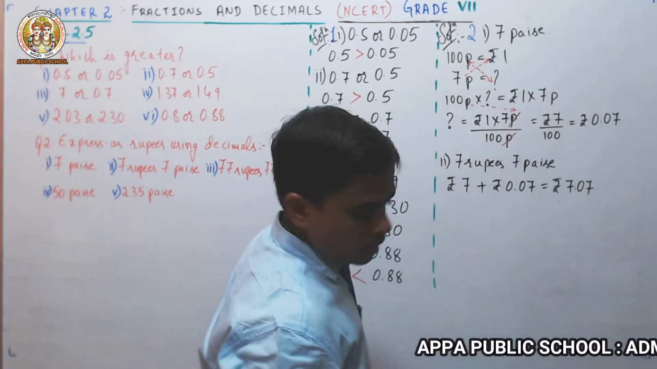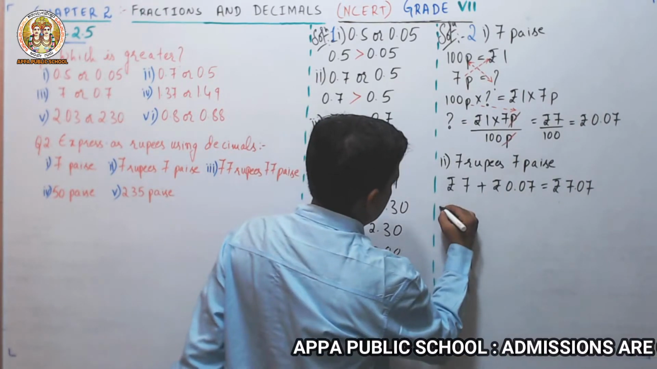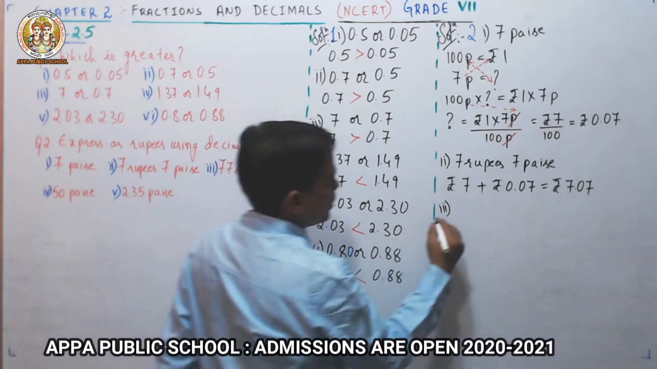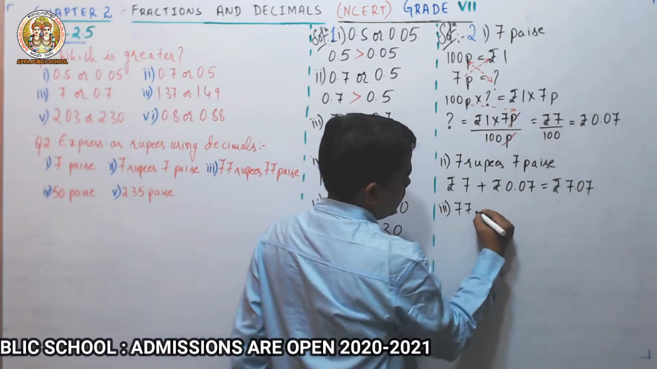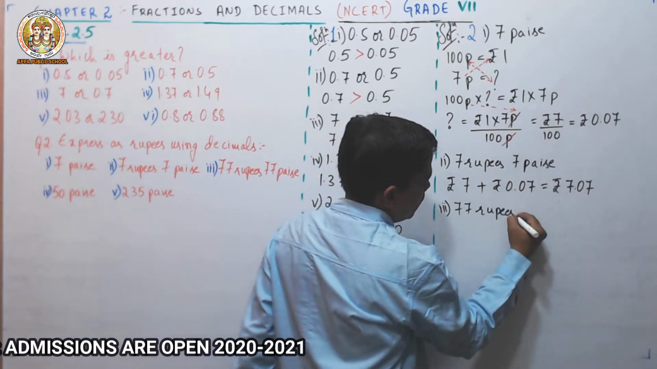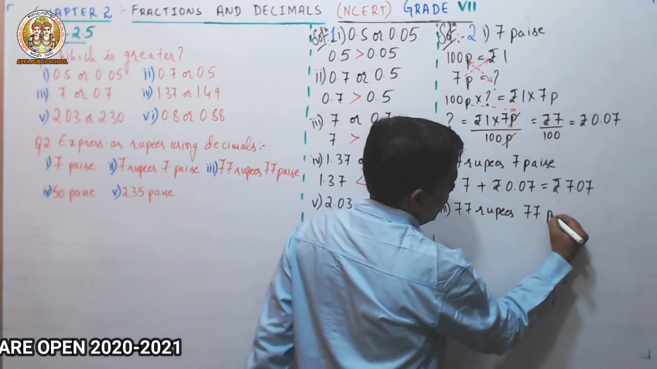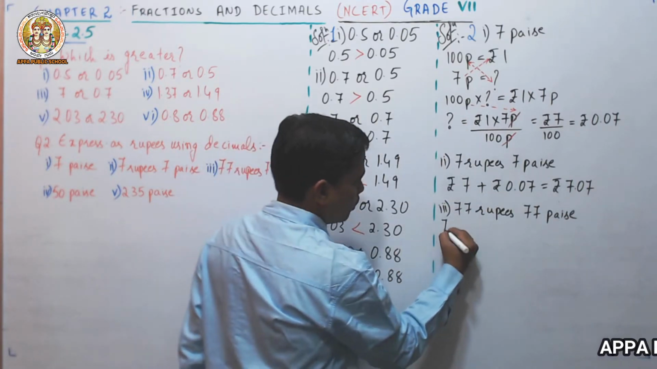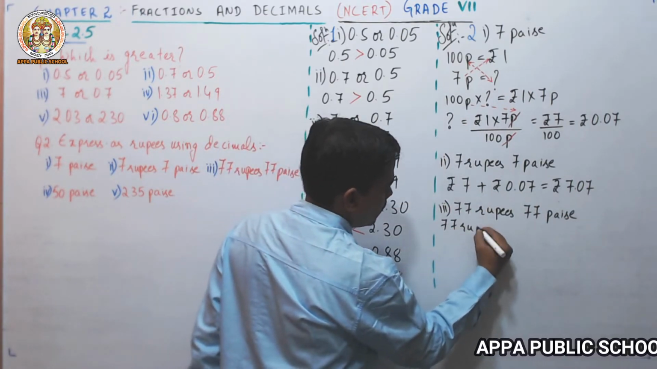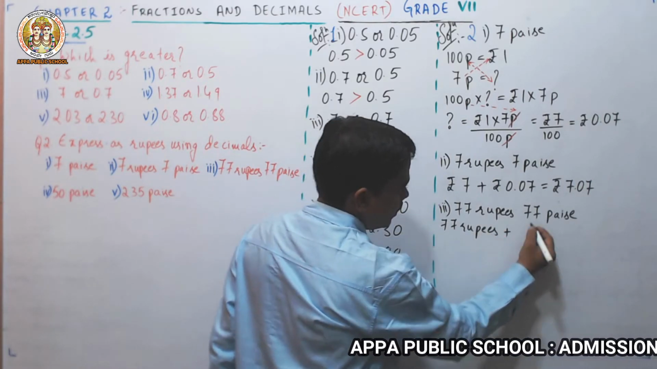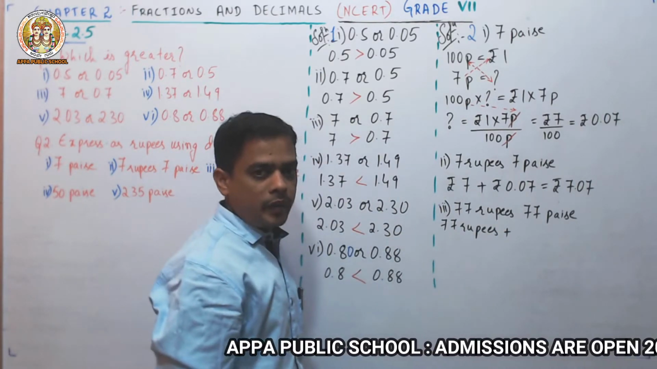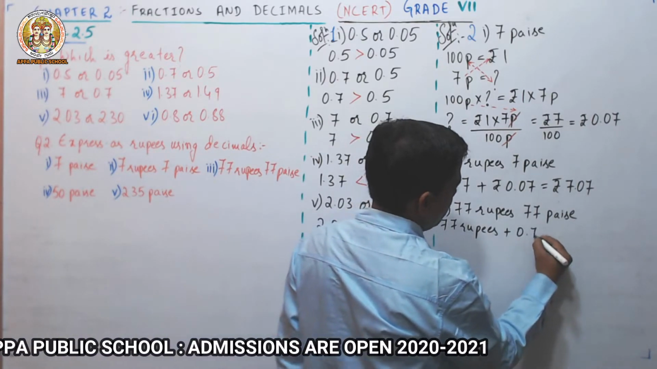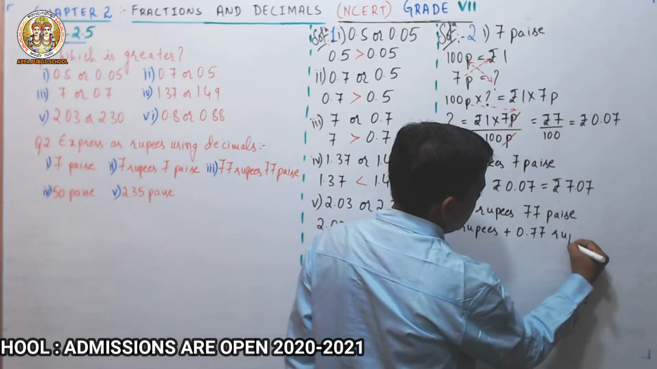Next one is the third bit. See, what is the third bit here? 77 rupees, 77 paise. So here what I will do, the 77 rupees I will write as it is, plus 77 paise. How to convert 77 paise into rupee? Shall I write it as 0.77 rupee?